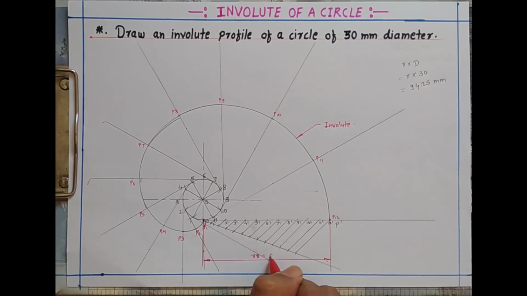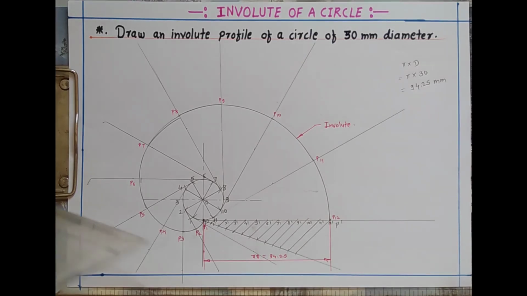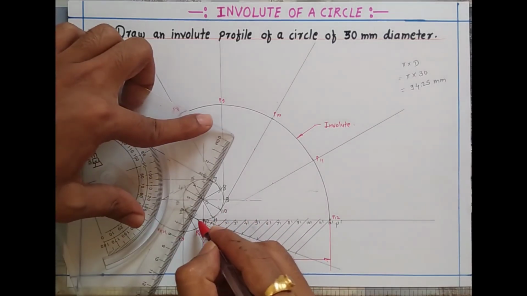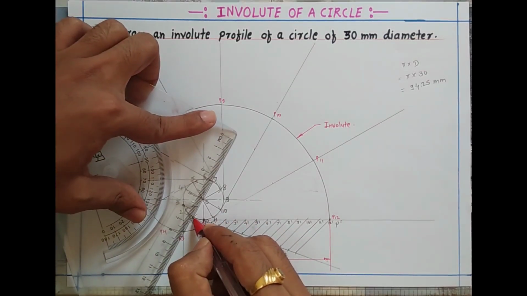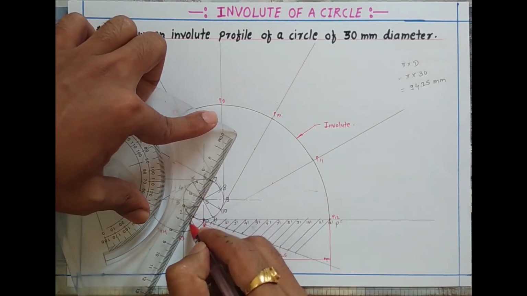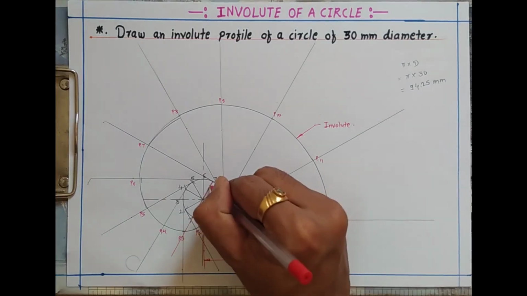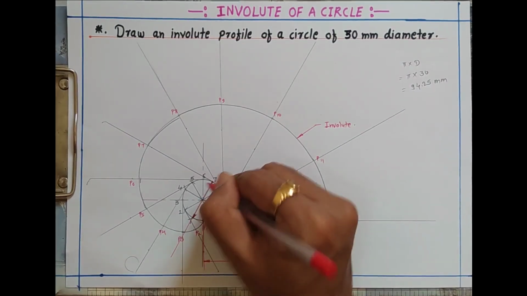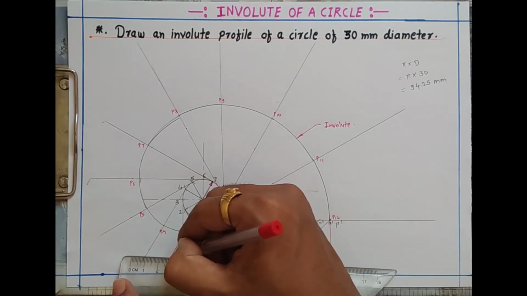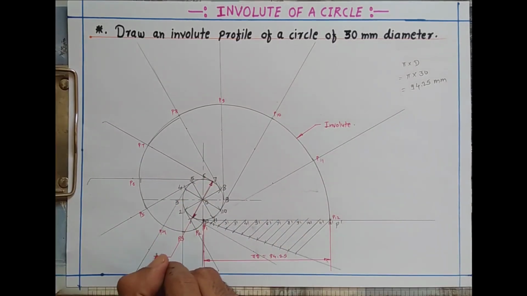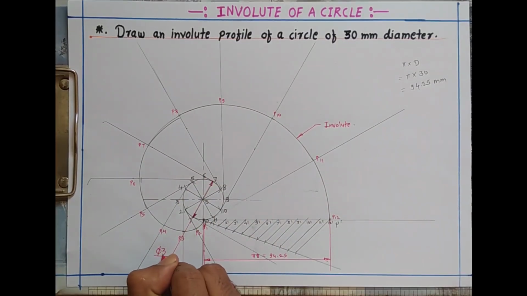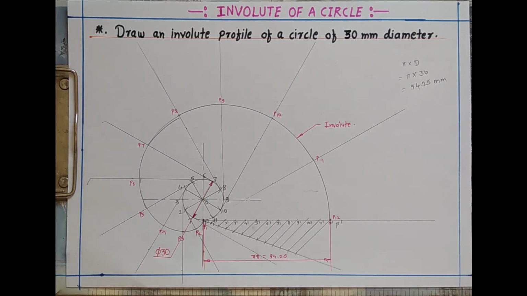The distance is pi d, which equals 94.25. And we can also show the diameter of the circle, which is 30 mm, that is already given in the statement. So by means of that leader line, we can show the diameter of the circle as 30 mm. So here you are getting a complete solution for the given problem statement, that is an involute profile of a circle. Thank you.